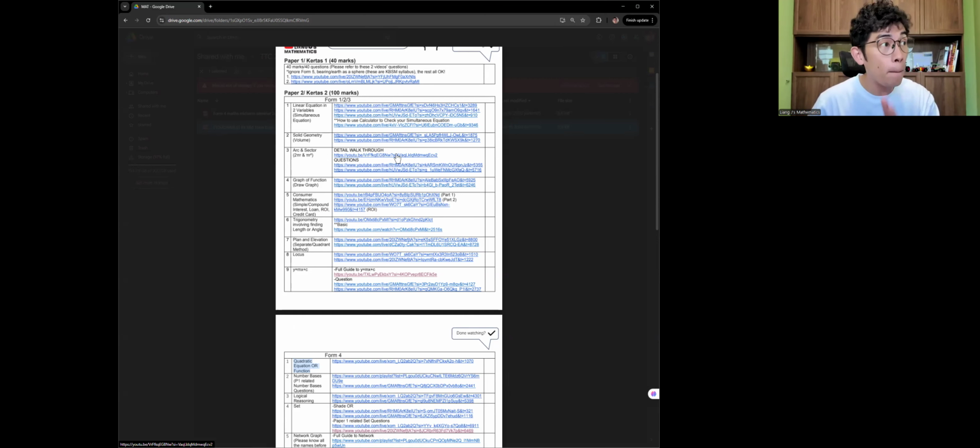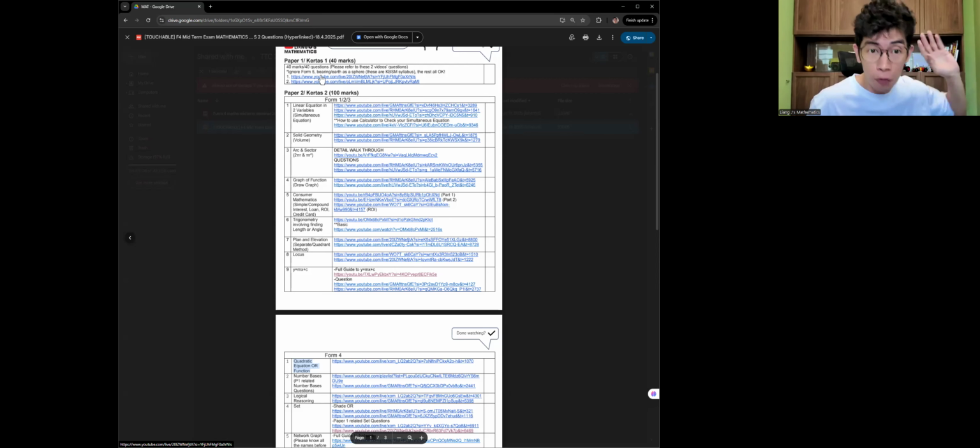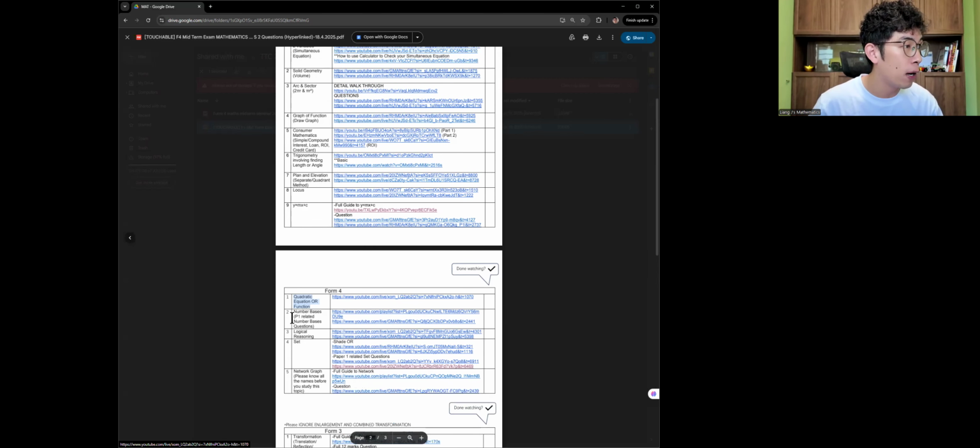Algebraic expression, indices for paper 1. Of course, if you want to make it faster, you can use paper 1 to see how I do it. But if you need the basics from Form 2, I can send that to you. That would be another separate, very detailed one. Okay, then Form 4, everything is here.